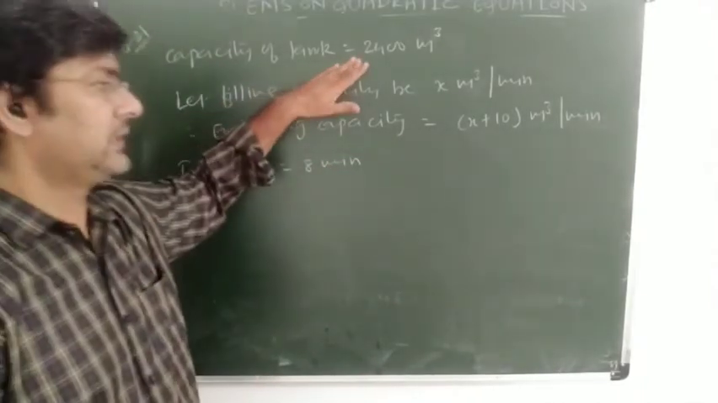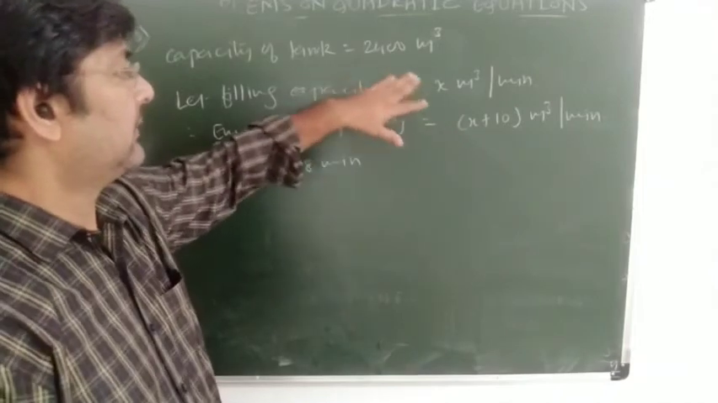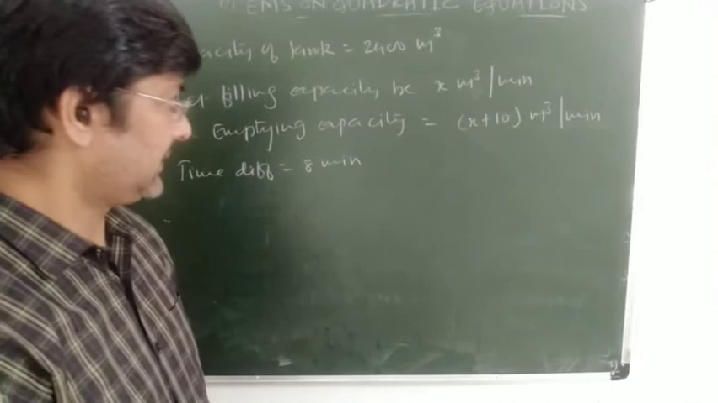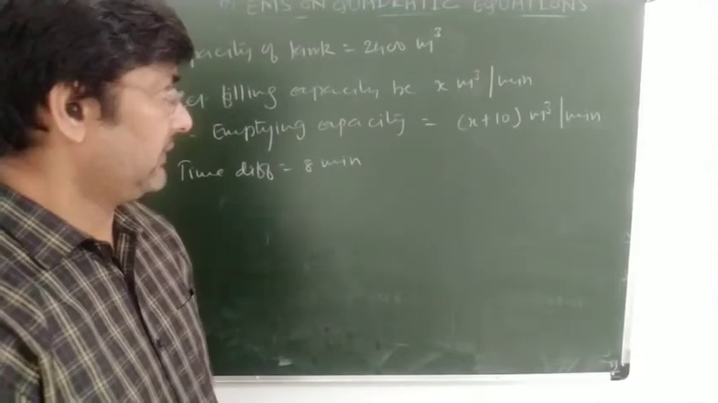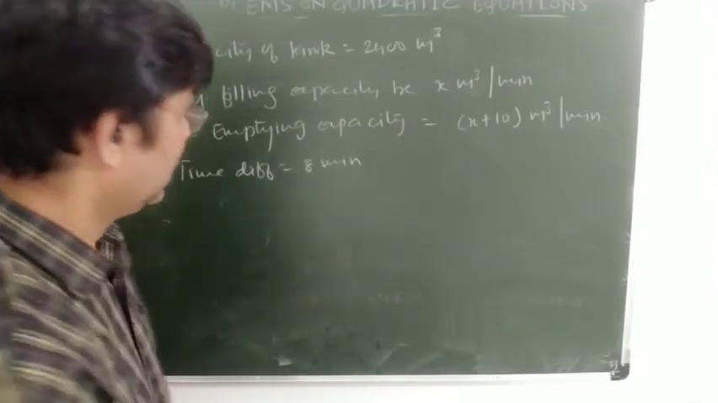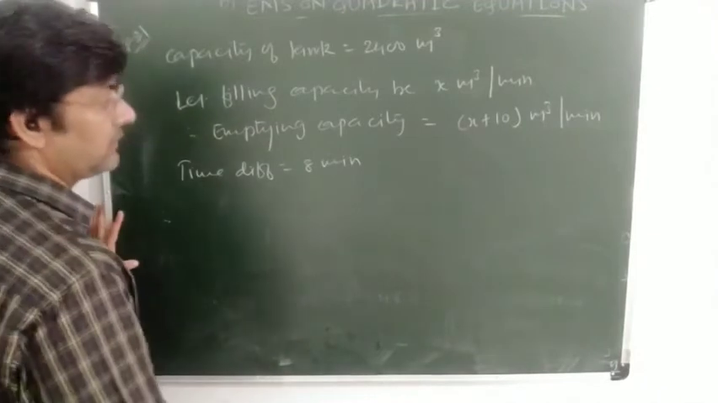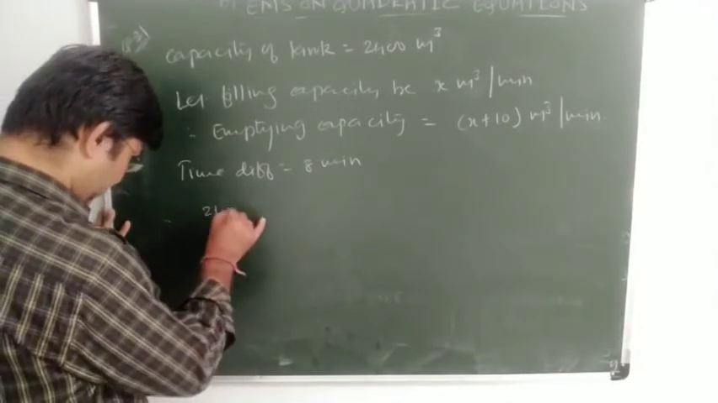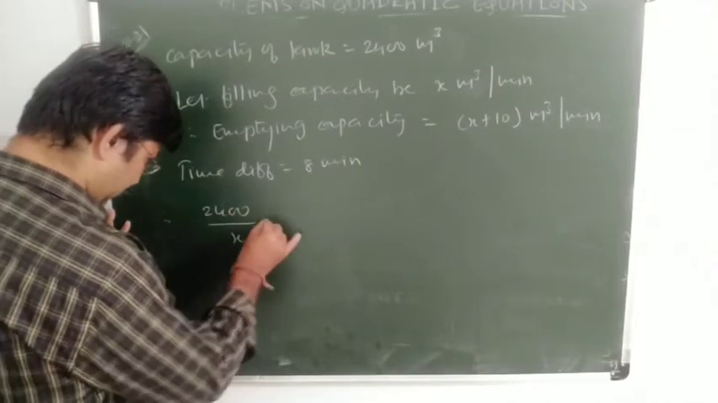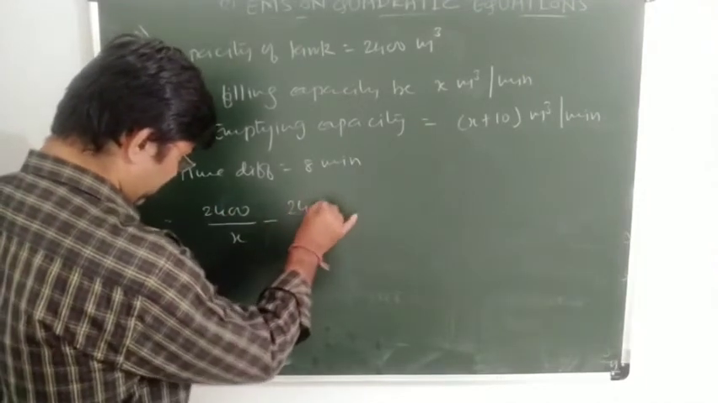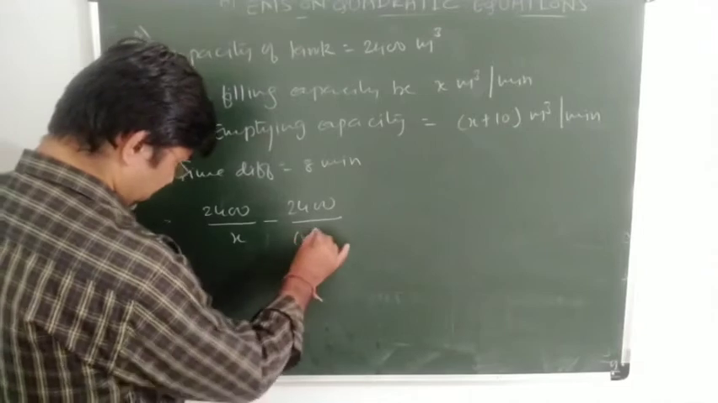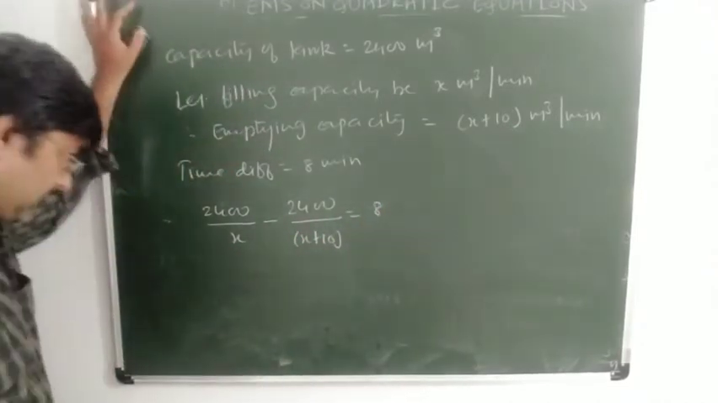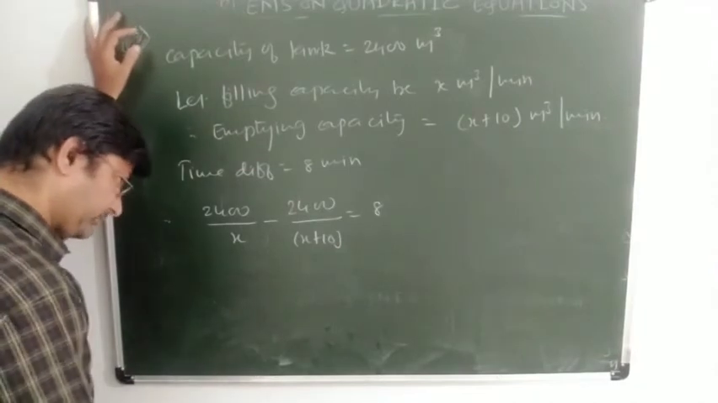Obviously total capacity divided by the per minute capacity will give you the time. So filling takes more time, so first we should write that 2400 upon x minus 2400 upon x plus 10 is equal to 8. Now let us simplify.